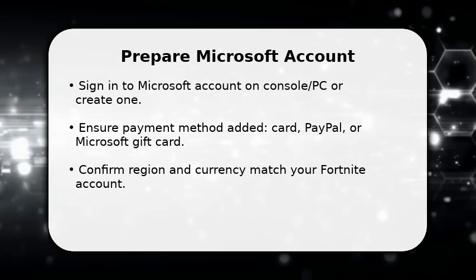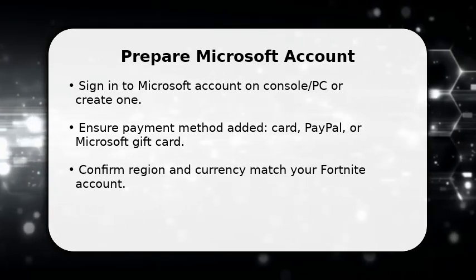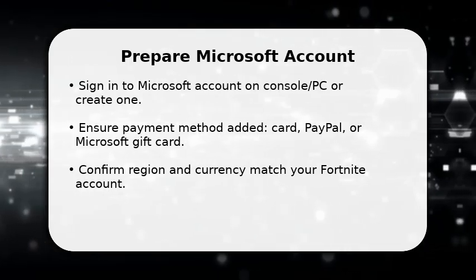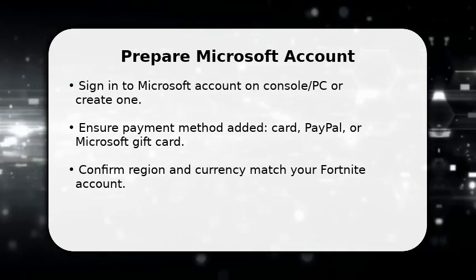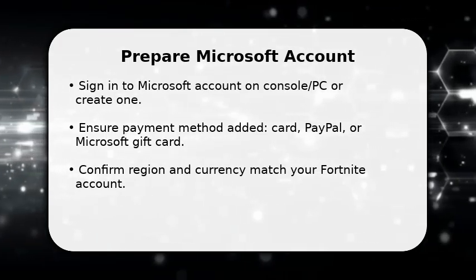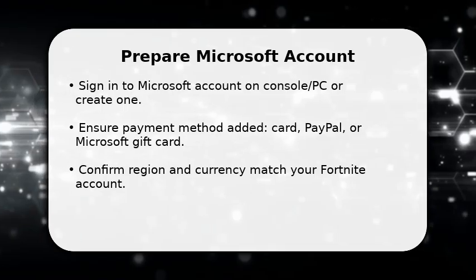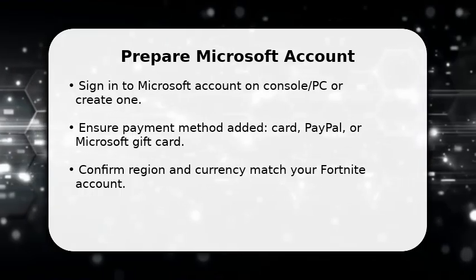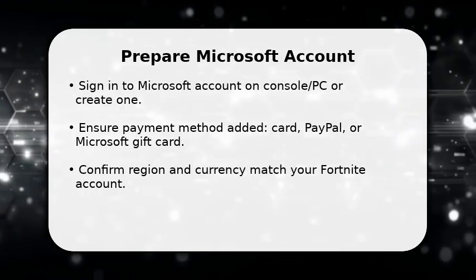Enjoy the video. You start by signing into your Microsoft account on the device you'll use. Make sure it's the same account linked to Fortnite. Next, add a payment method, card, PayPal, or a Microsoft gift card, because the store needs a valid funding source to complete the purchase. Also, check region and currency settings, match your Epic Games account to avoid blocked purchases.